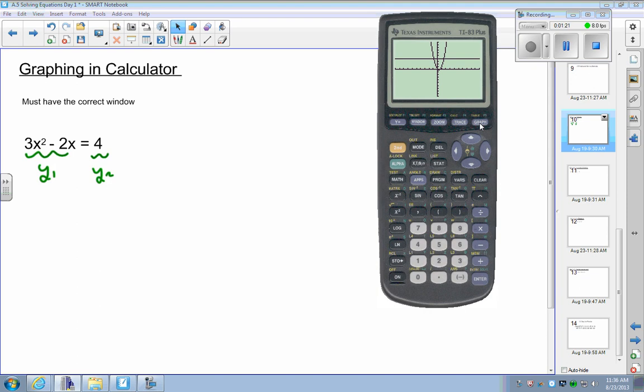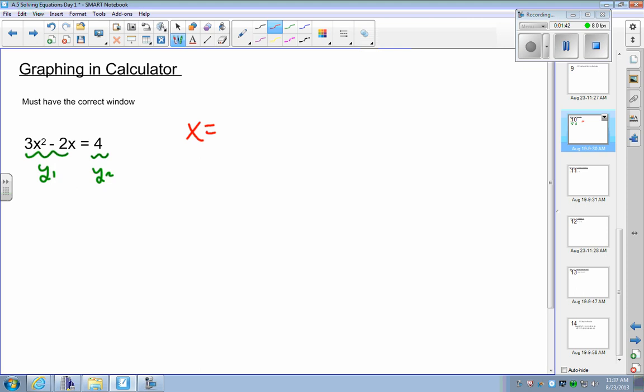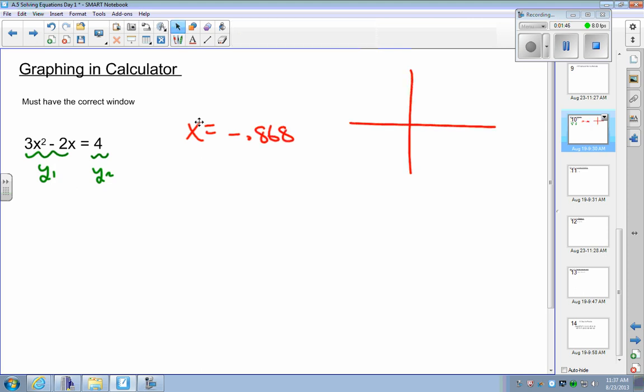How you actually find those is second trace, go down to intersect, and first time through you could just hit enter, enter, enter, and it'll give you one of them. So negative 0.868. So clearly not something we're going to be able to factor. So we had a quadratic, we had a line, there's your two solutions.